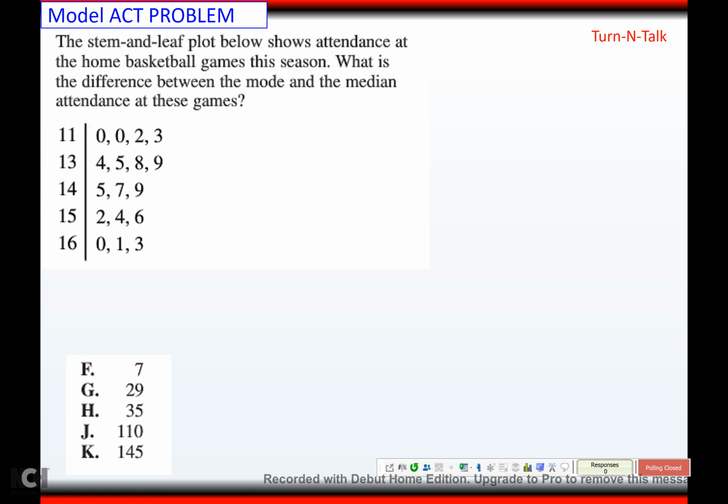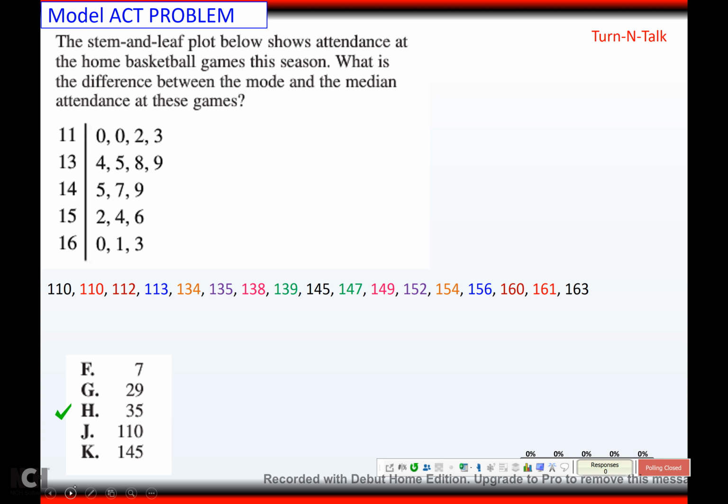Okay, last one, hit pause, come back when you're ready. All right, and what you do, it says the stem and leaf plot below shows attendance at the home basketball games this season. What is the difference between the mode and the median? Well, to get the mode, I have to put them in order and get to the center.